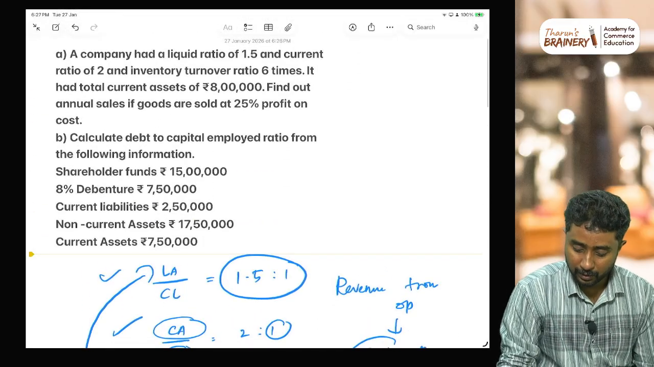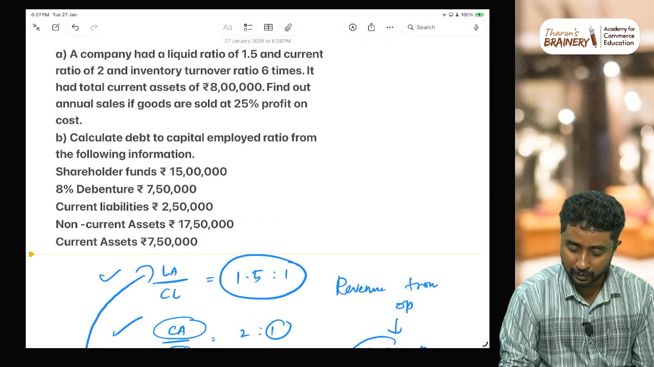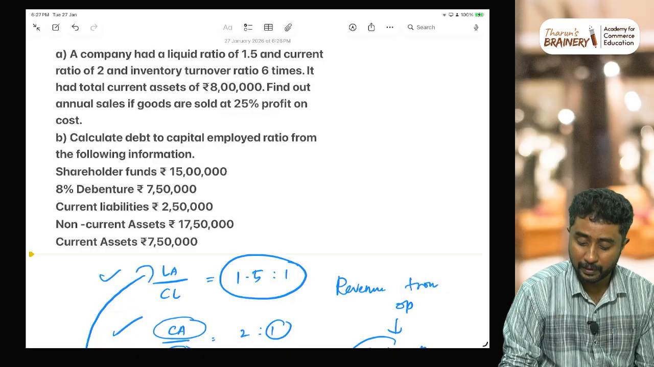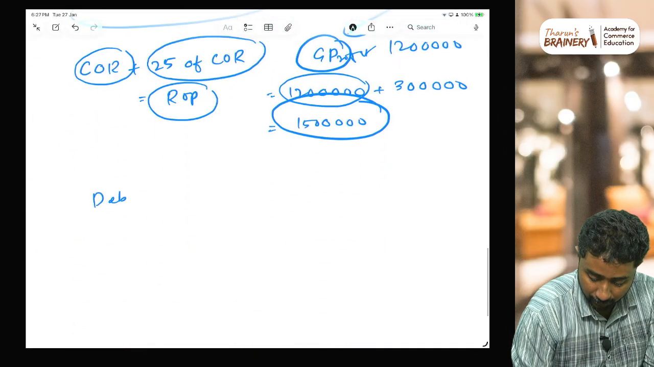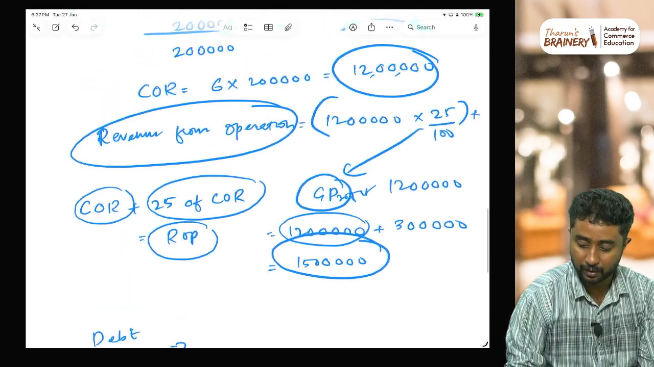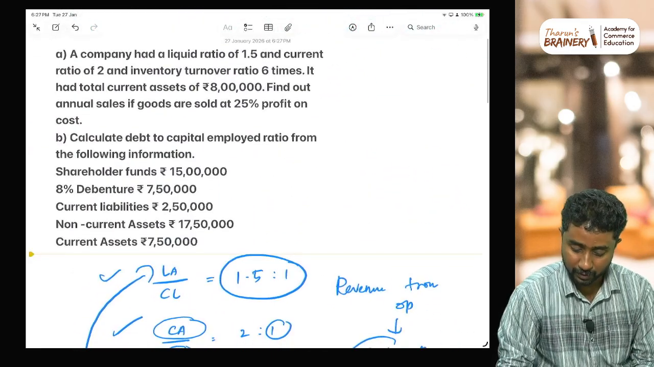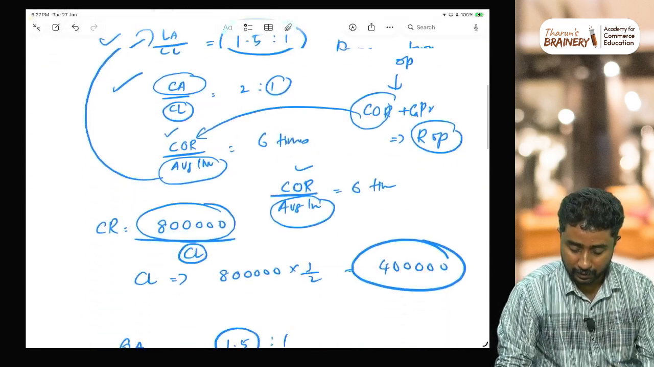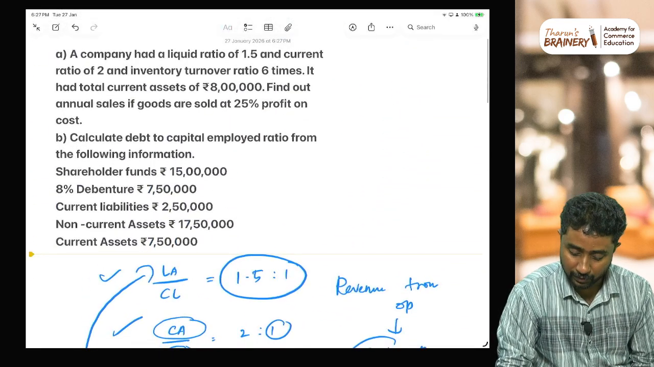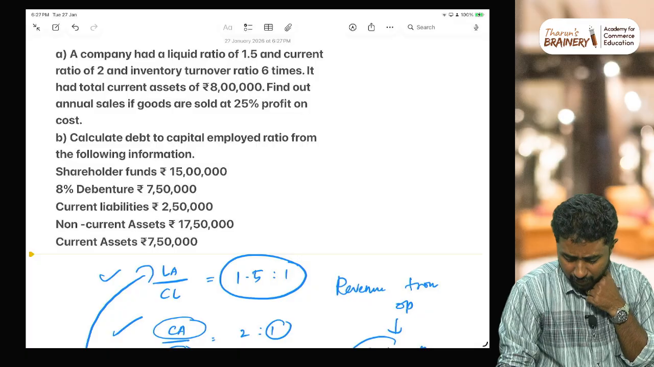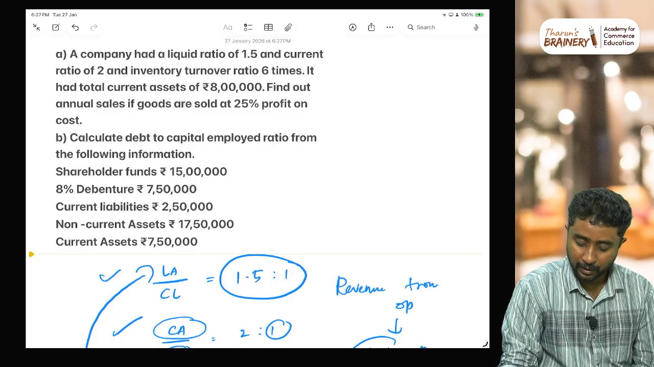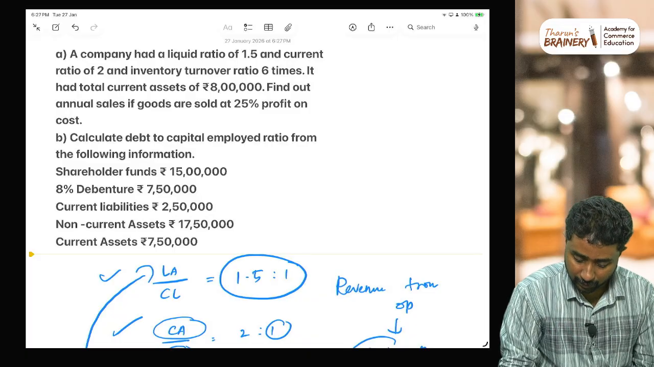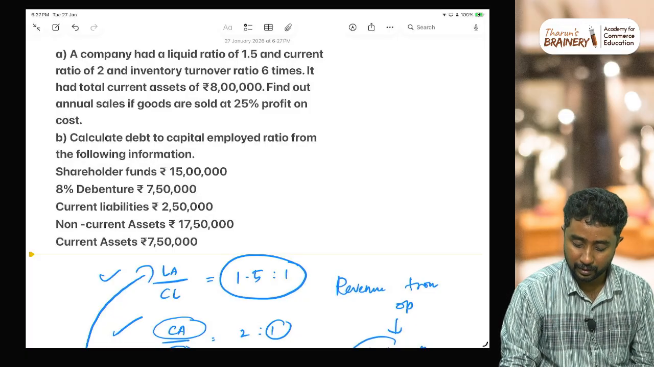Now coming to the debt to capital employed ratio from the following information. As you can see, debt to capital employed ratio is the question. So what is the formula? Debt divided by capital employed. As you can see here, shareholders' funds are given, 8% debenture is there, current liabilities are there, non-current assets are there, and current assets are also there. We need debt to capital employed.